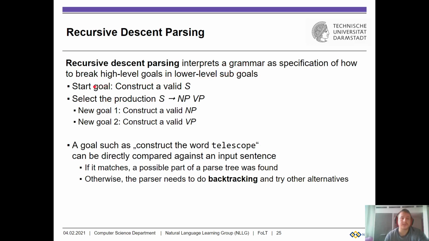So the highest-level goal is to construct a valid sentence. Then we check the sentence productions that we have. For example, a sentence expands into a noun phrase and a verb phrase, and then we have two new sub-goals, namely to construct a valid noun phrase, and the second goal, once that is satisfied, is to construct a valid verb phrase.